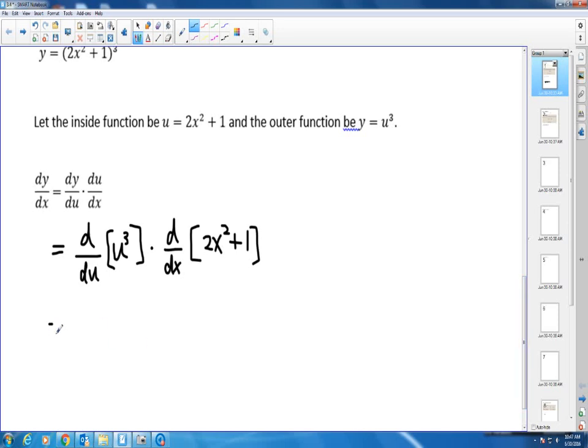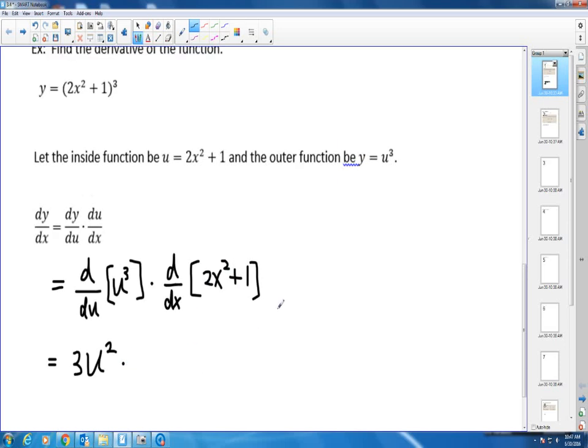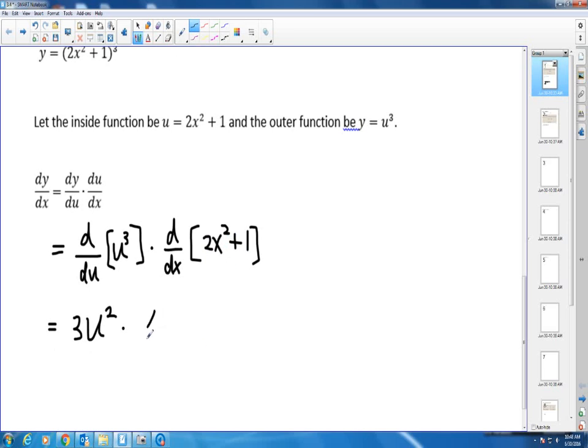So if I take a derivative of my u to the third, my outside function, that will give me 3u squared, times the derivative of my inside function, which is my 2x squared plus 1, that will give me 4x.